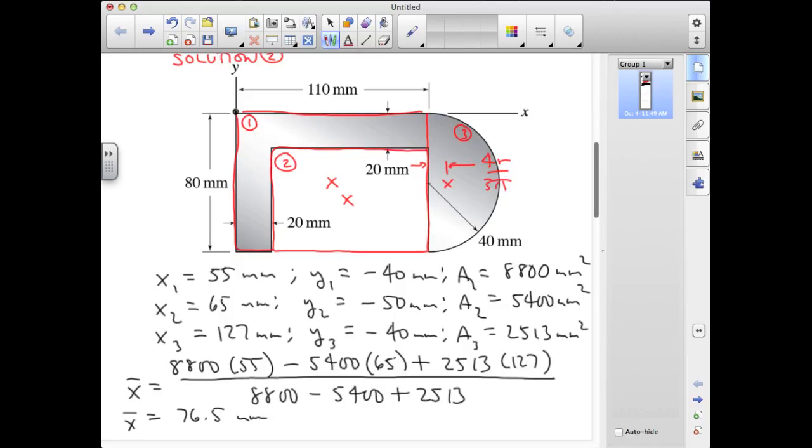So as with many other of our problems, there are multiple ways of using a particular approach, the method of composite areas in this case, to get the same result.